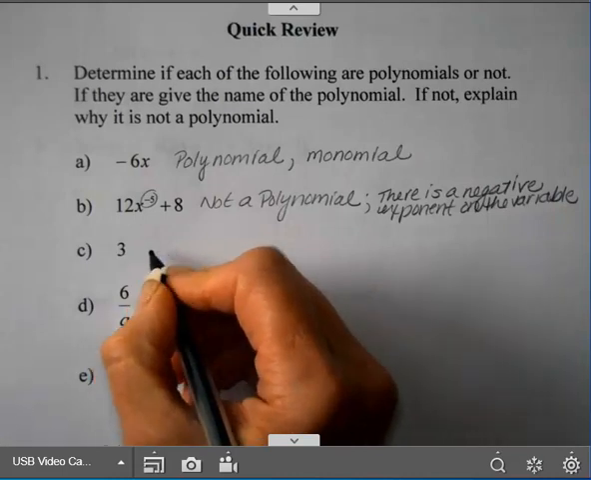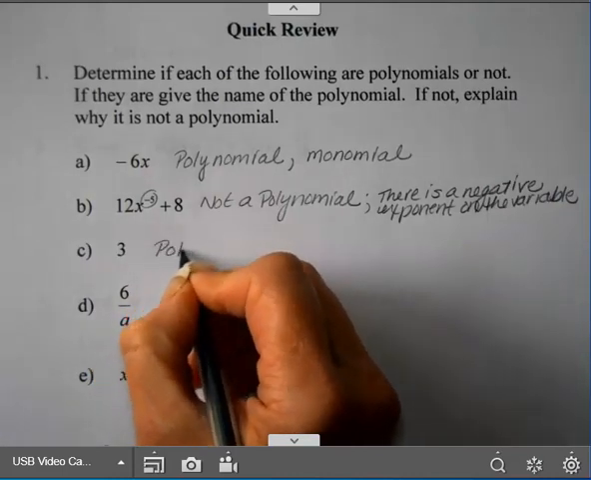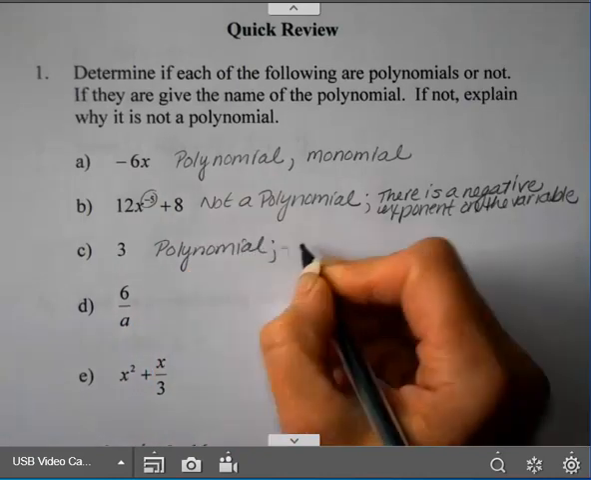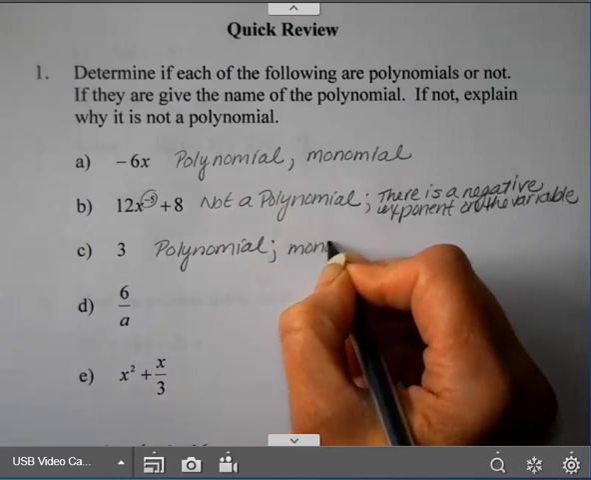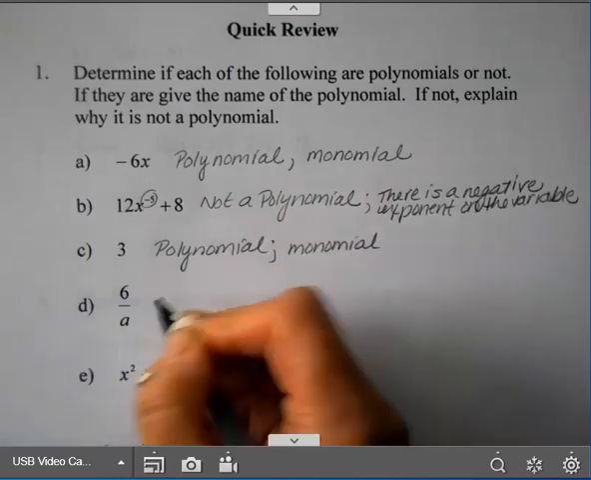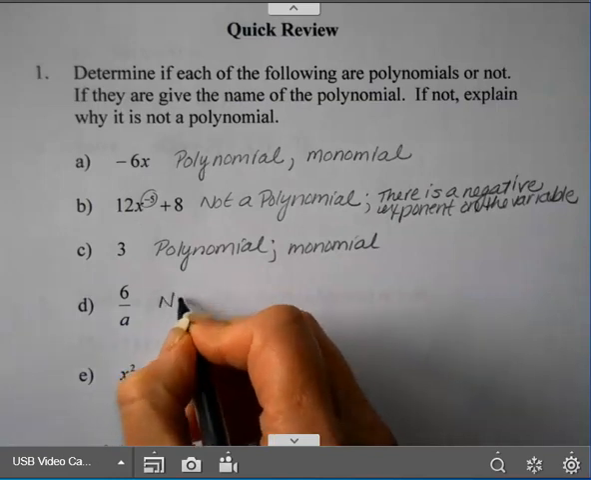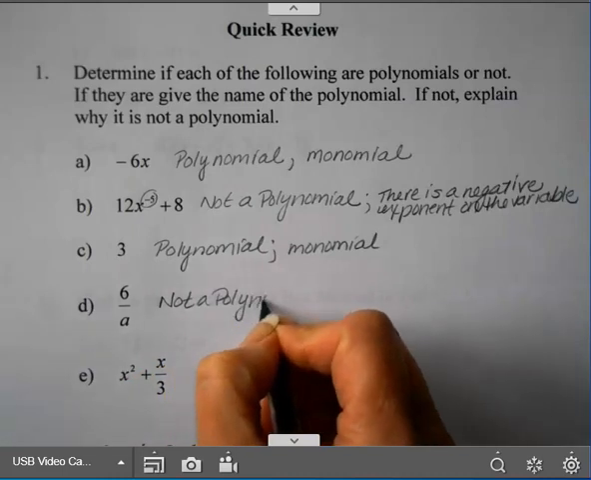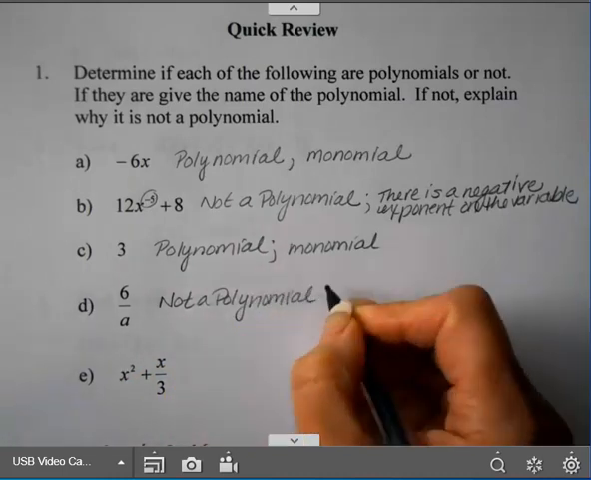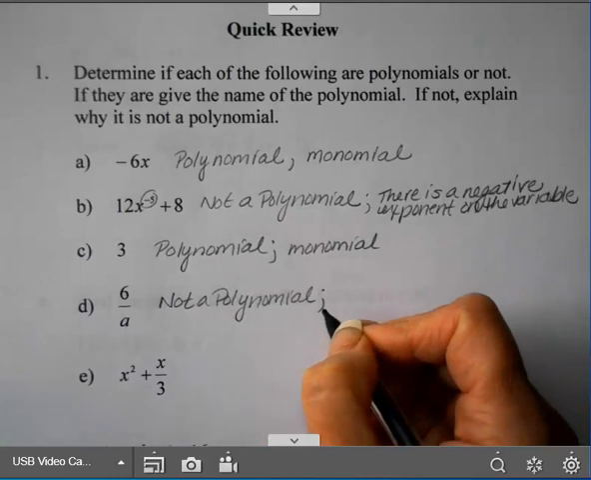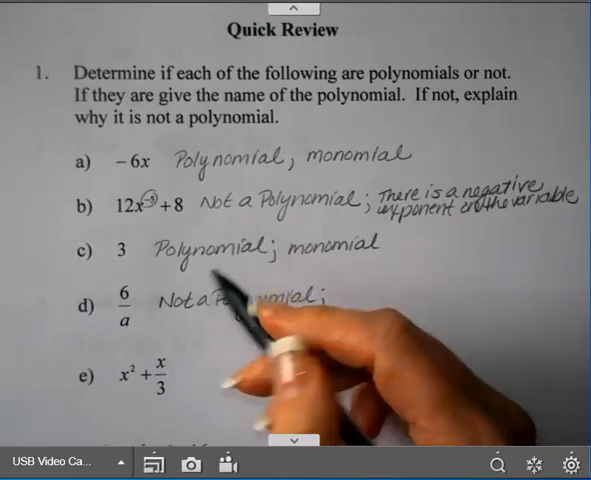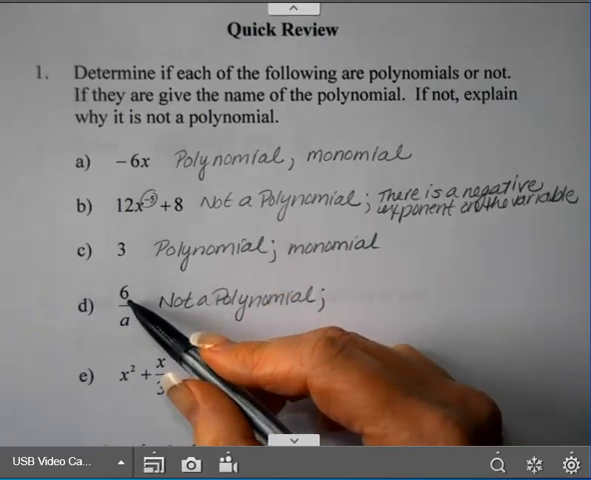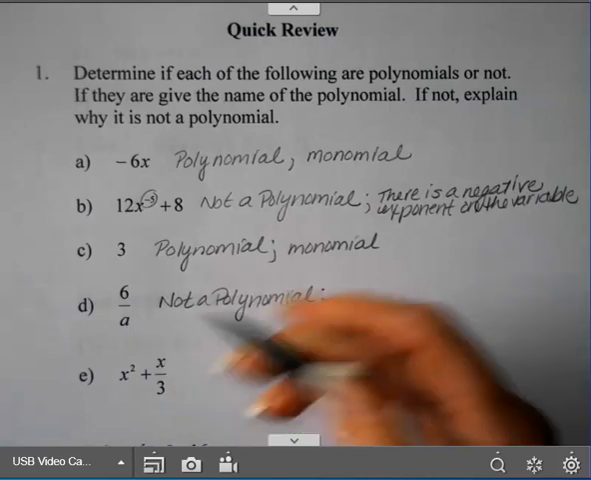On 1C, this is a polynomial. And it is a monomial. There's one term. This is not a polynomial on D. If you have a monomial, it has to be a product of numbers and variables. And this is not a product. You're dividing by a variable.